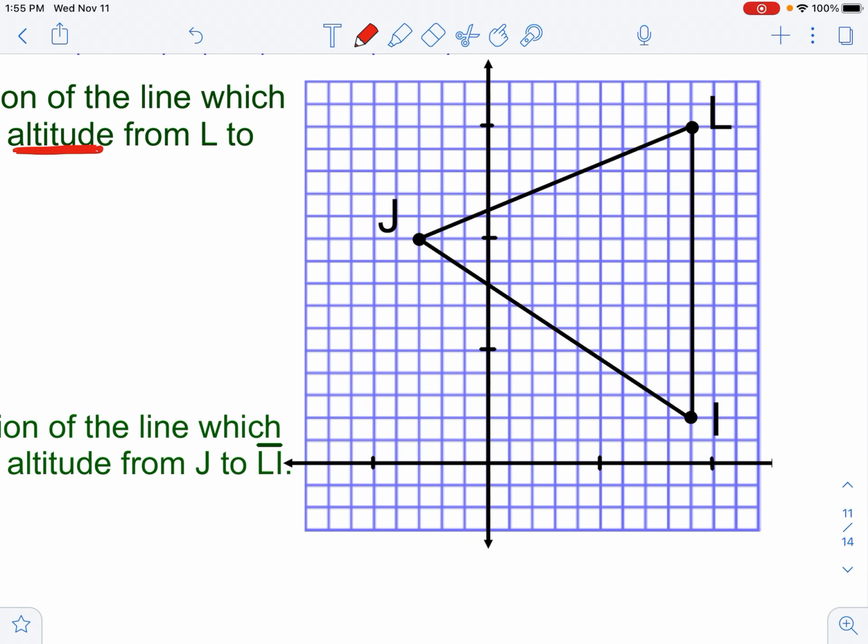So is the altitude from L to IJ drawn in yet? No. So first off, I have to know what altitude gives me. And altitude gives me perpendicular lines. So I'm not looking for two congruent segments this time. I'm just going to go from L to IJ, and I'm trying to make a line that is perpendicular to JI.